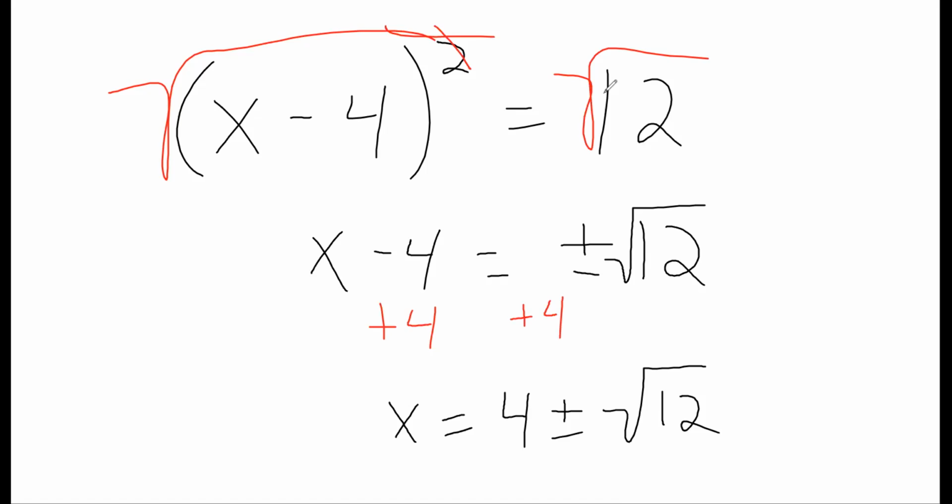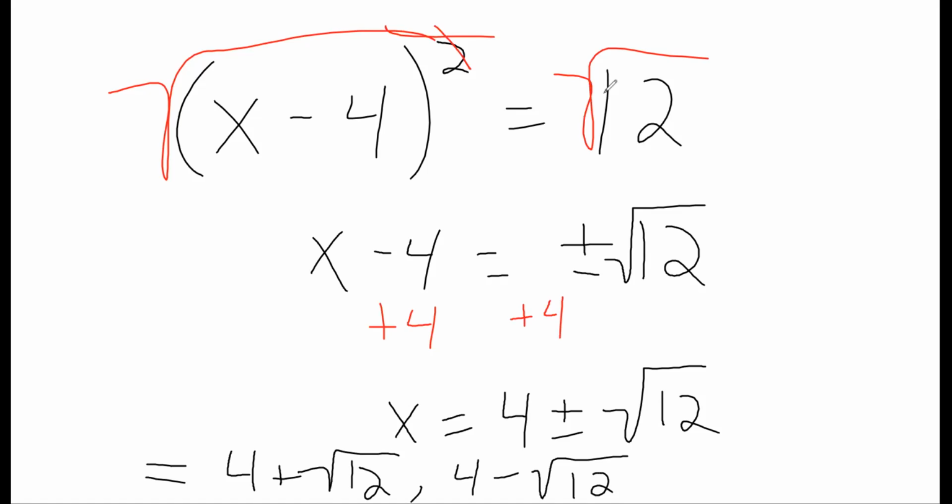And so, wait a minute, now that gives us one more thought. That means the solutions to this, we have to do plus or minus, and we're throwing 4 into the mix. Yeah, the solutions are 4 plus the square root of 12, also 4 minus the square root of 12. Either one of those is a perfectly valid solution to that original equation, x minus 4 squared equals 12.